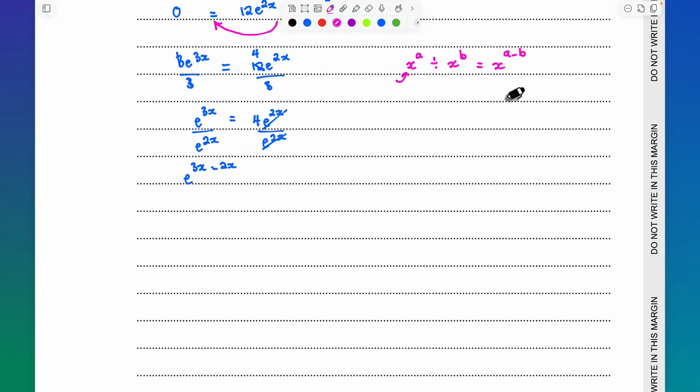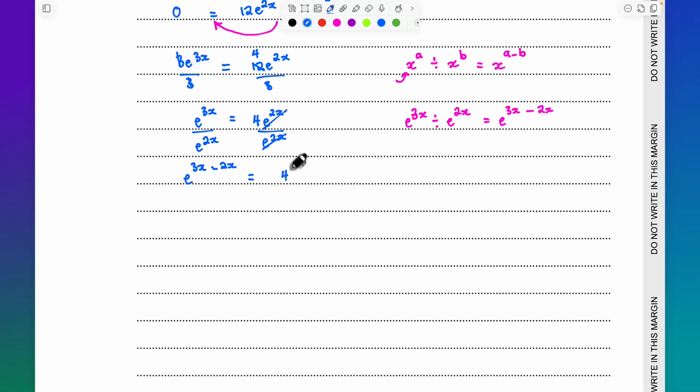Let me just explain that a little bit better. Our expression was e to the power of 3x divided by e to the power of 2x. Since they're the same base, we can combine this to e to the power of the first power, which is 3x, minus the second power, which is 2x. So this is basically the same rule as that, right? It's very important to familiarize yourself with the log laws when it comes to questions like this.